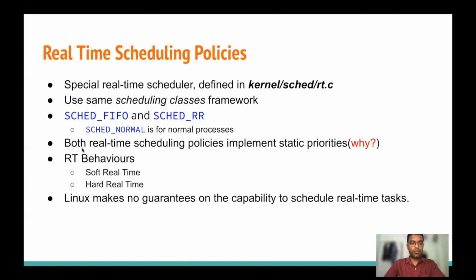Here it is written, both real-time scheduling policies implement static priorities. So why is that? It is because these priorities are set statically, so they always get more priority over the normal processes. And real-time processes have two kinds of behaviors. The first one is soft real-time behavior and the second one is hard real-time behavior.